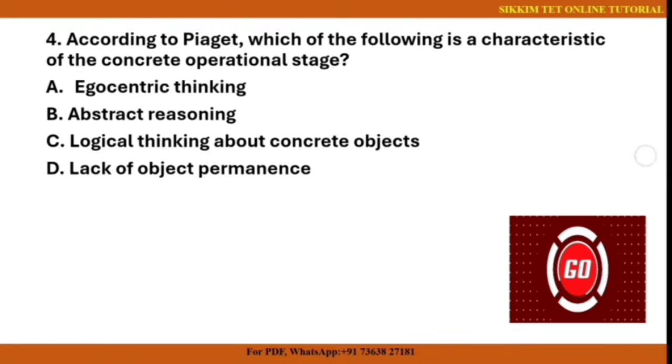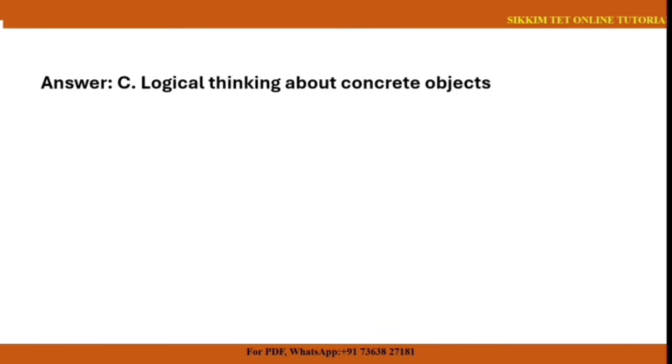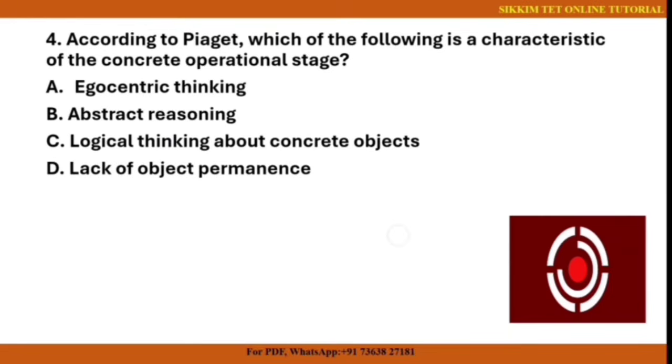Okay, time's up. The correct answer is number C, that is logical thinking about concrete objects. So हामीले हेर्यो भने Jean Piaget has already proposed 4 stages, right? So the first one is sensory motor stage, second one is pre-operational stage, third one is concrete operational stage, and the last one is formal operational stage. अब हामीले concrete operational stage लाई हेर्यो भने it is characterized by logical thinking about concrete and tangible object, reduced egocentrism, and ability to classify and understand cause and effect in real situations. So number C is the correct answer.